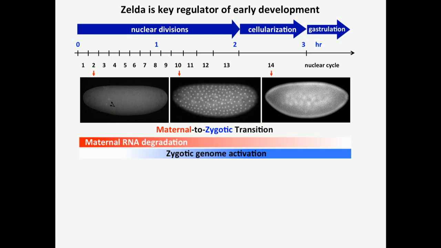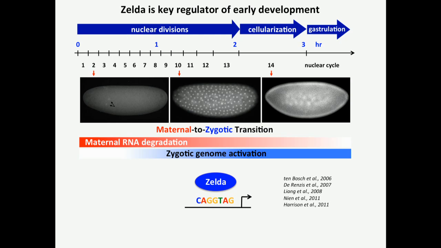So from the work of several labs, including mine and the labs of Tom Klein, Eric Wieschaus, Melissa Harrison, and Mike Eisen, we know that Zelda binds specifically to CAGGTAG and related sites. We also know that Zelda is uniformly distributed in nuclei very early, and in fact, these embryos up here, showing embryos in different nuclear cycles, are stained with anti-Zelda antibodies.